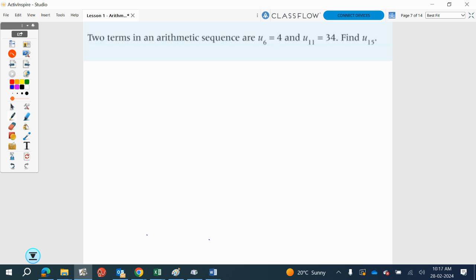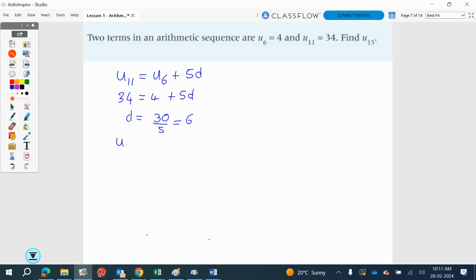Okay, so many of you were able to solve that problem, but let's look at how to structure your solution a little bit better. If we want U11 and we're at U6, how many lots of common difference do we need? 5. We need 5 lots of common difference. So we can put these in. We've got 34 is equal to 4 plus 5d. That means that d is equal to 30 divided by 5, which is equal to 6.